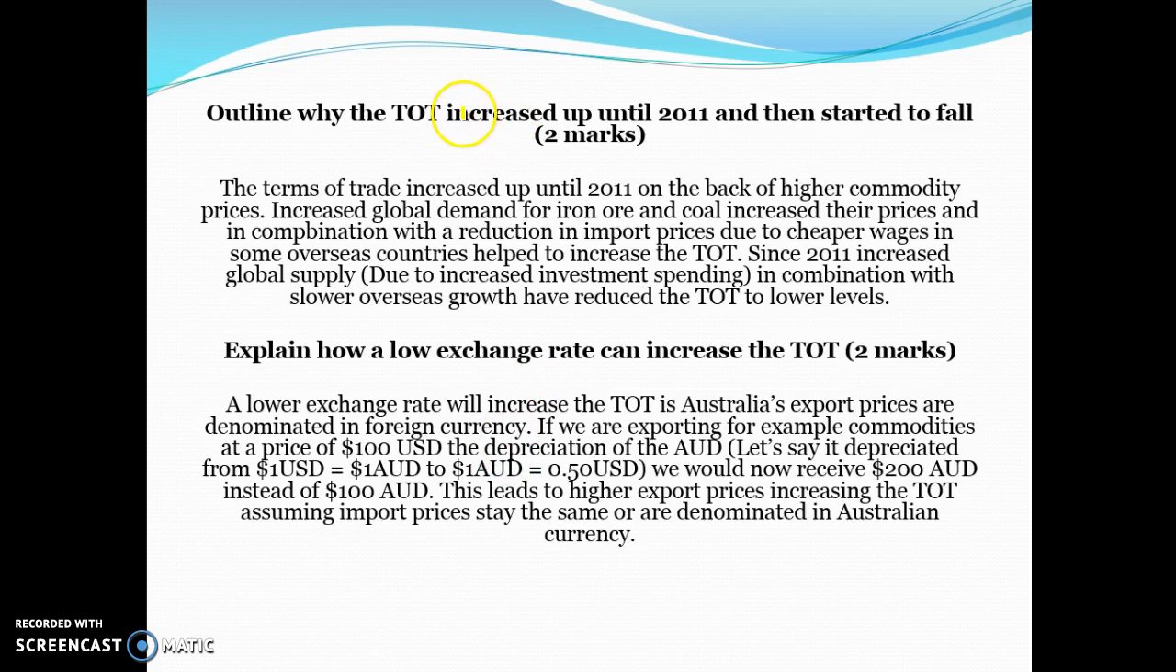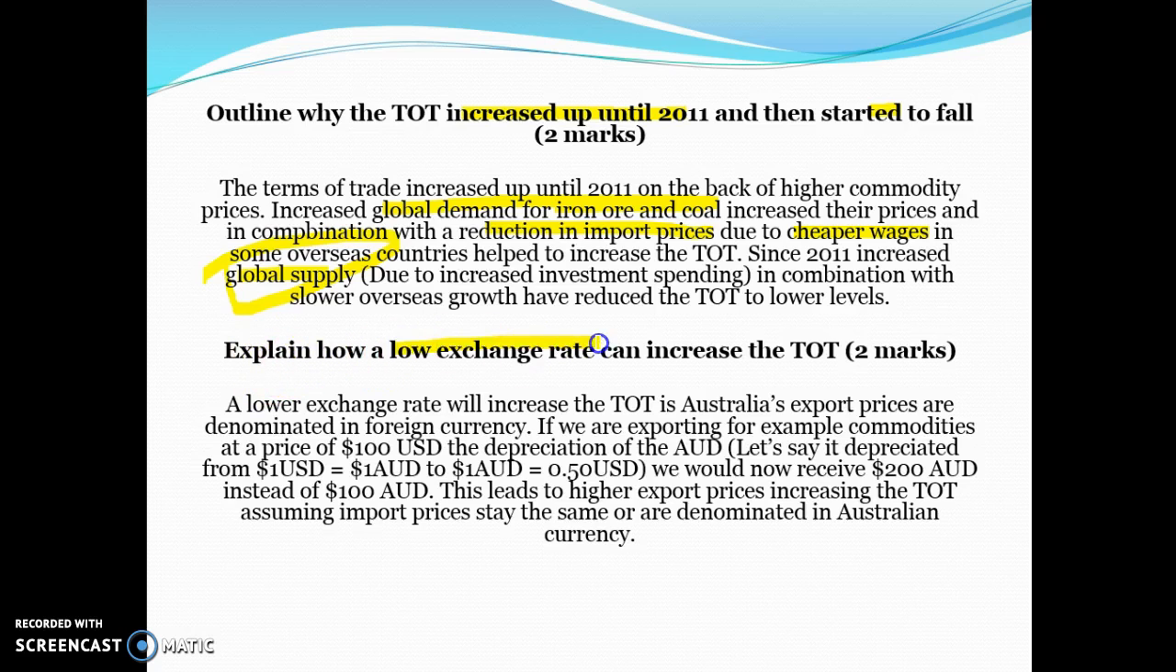Outline why the terms of trade increased up until 2011, then started to fall. Up until 2011, there was significant demand for iron ore and coal, therefore prices increased, in combination with a reduction in import prices due to cheaper wages. Since 2011, increased global supply, that's the big one, due to investment spending, in combination with slower overseas growth, has reduced the terms of trade, so back to lower levels.